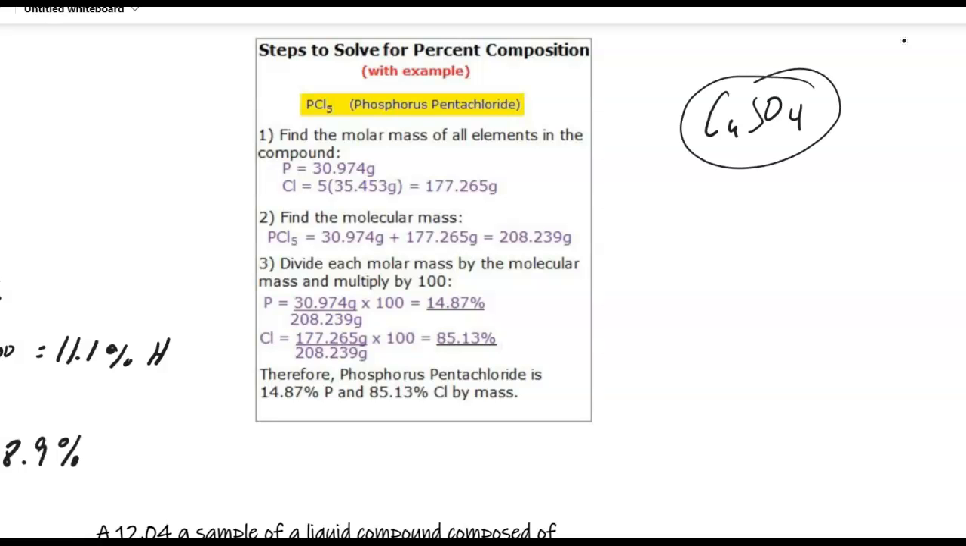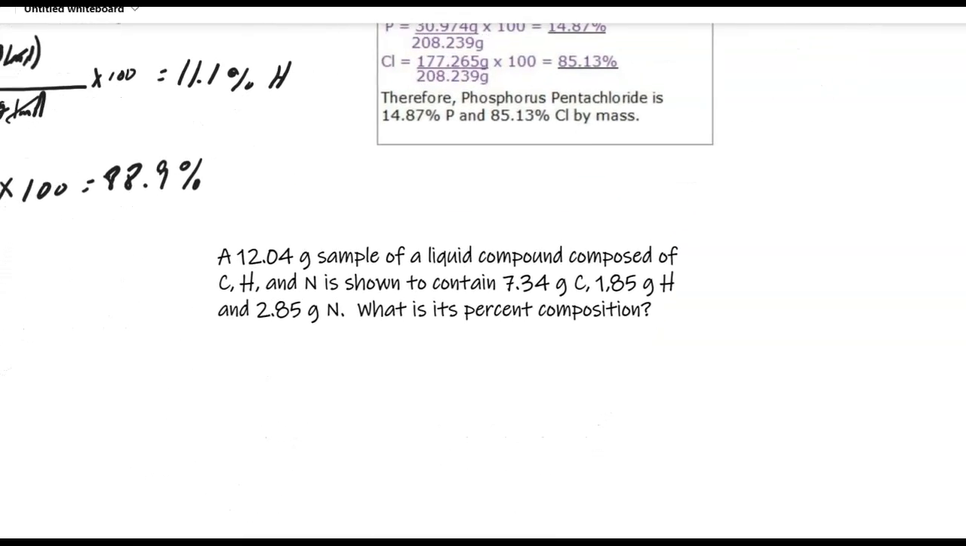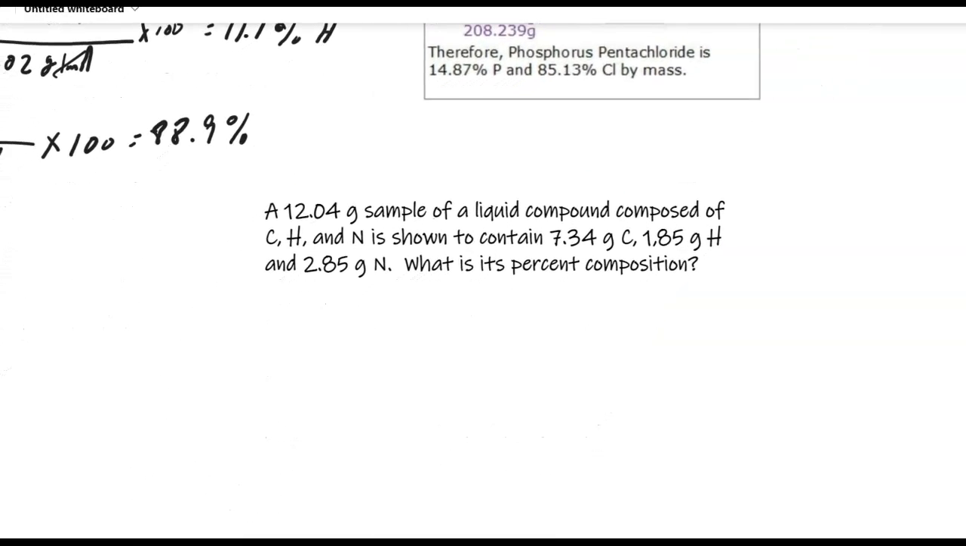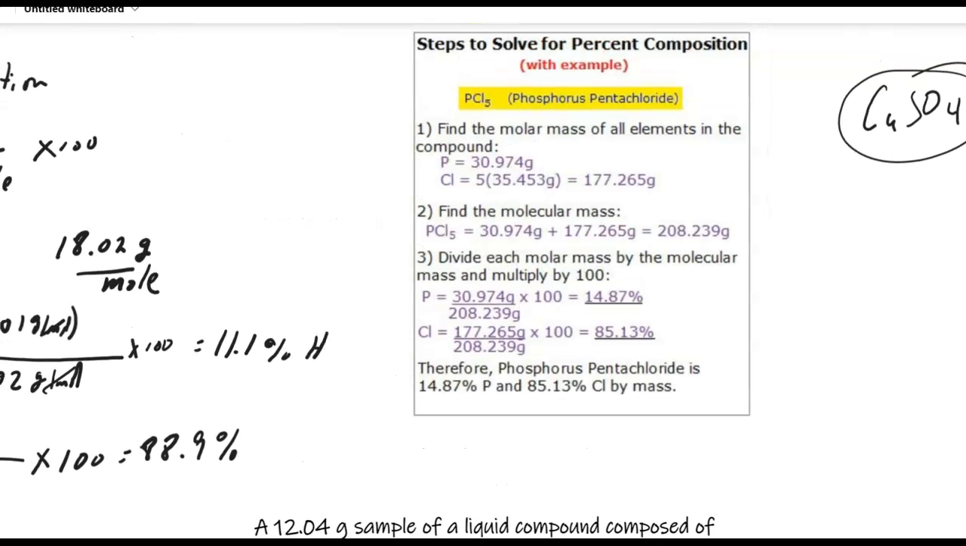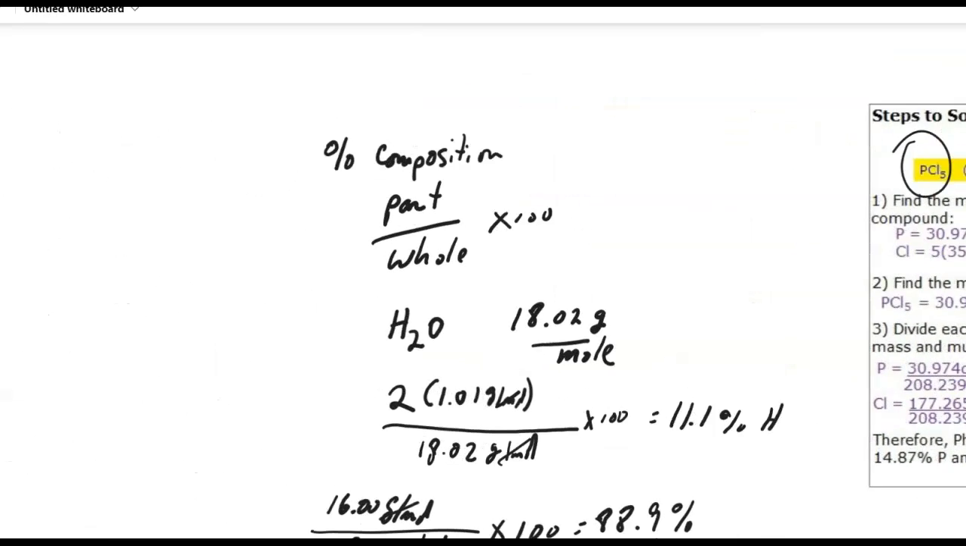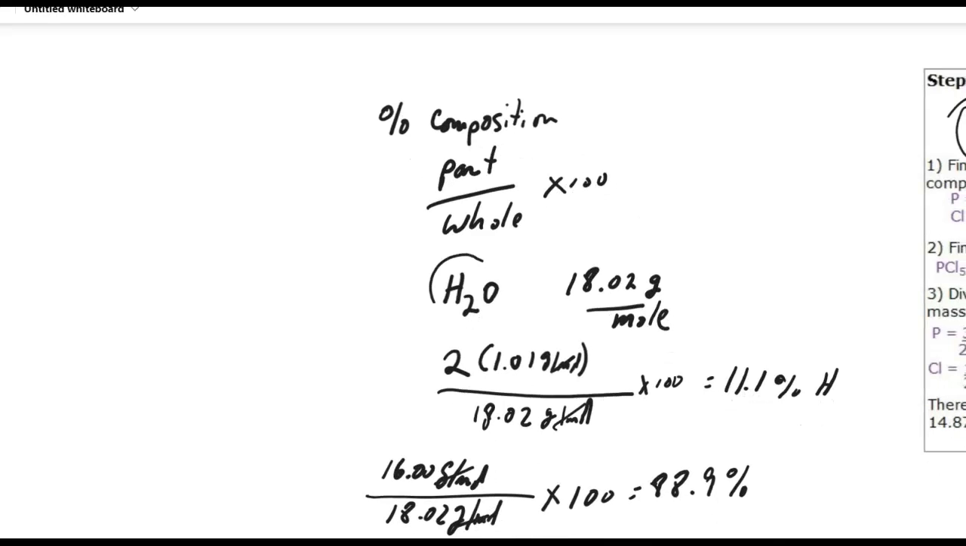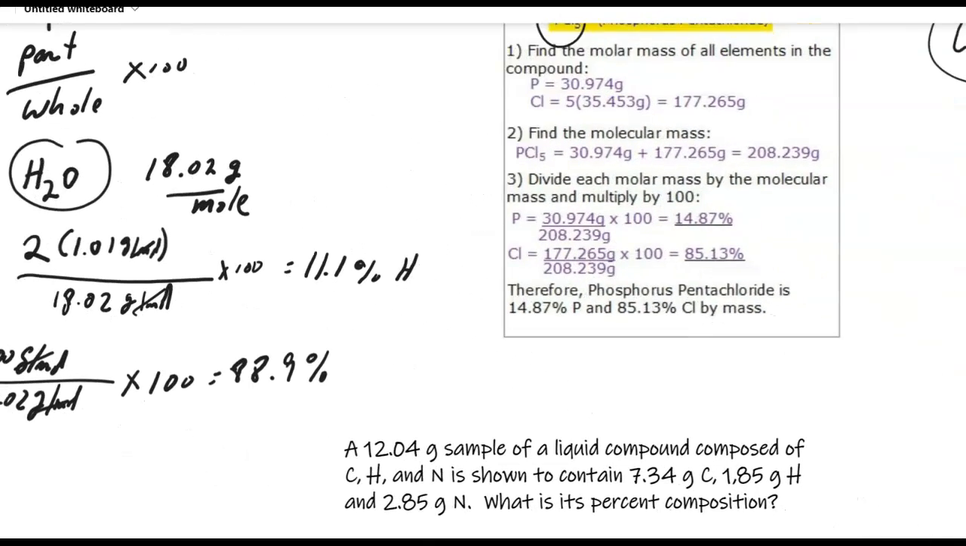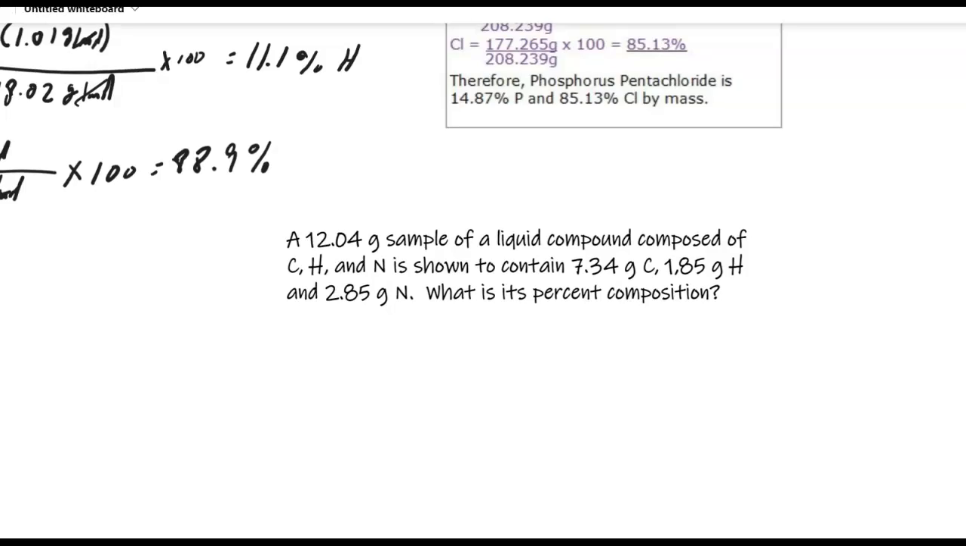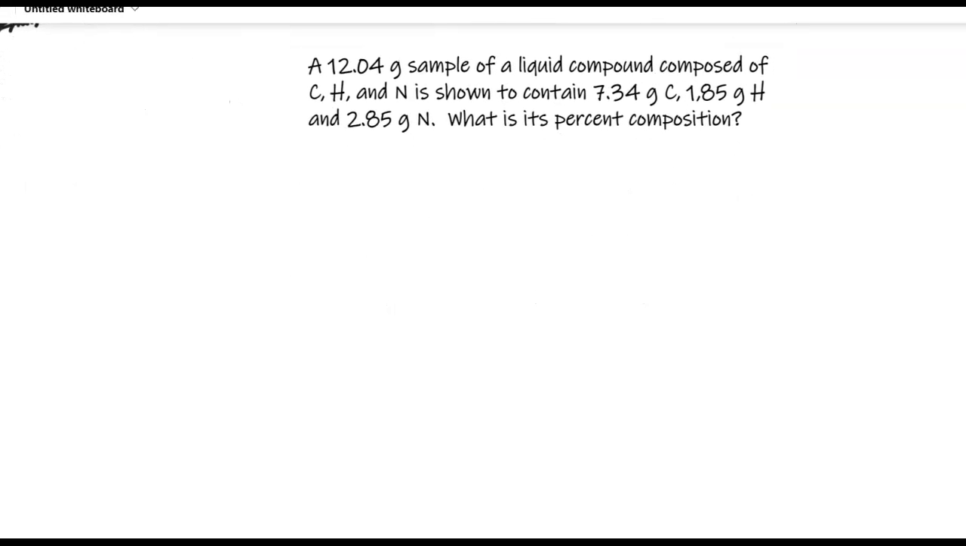Matter of fact, this is one that we're going to be playing with in just a couple of minutes. So here's another way that you could look at a problem. Up here, we knew the formula of the compound. We knew PCl5, or over here, we knew it was H2O. We knew the formula for each compound. But in this case here, we don't know the formula for each compound.